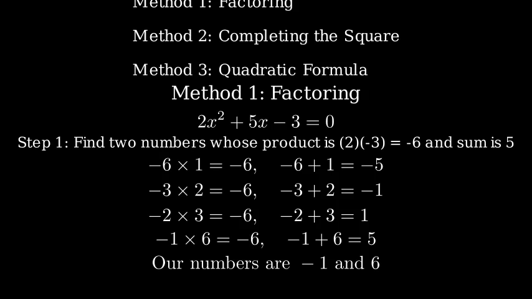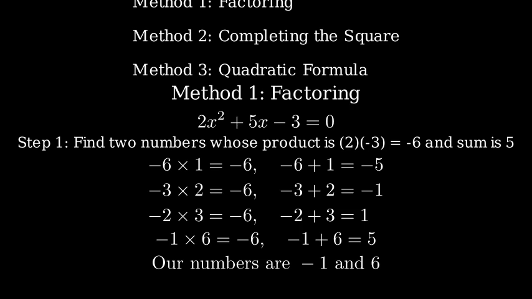2x squared plus 6x minus x minus 3 equals 0. Step 3. We'll factor by grouping. First, we group the first two terms and the last two terms. Open parenthesis 2x squared plus 6x close parenthesis plus open parenthesis negative x minus 3 close parenthesis equals 0. Now we can factor out common terms from each group.